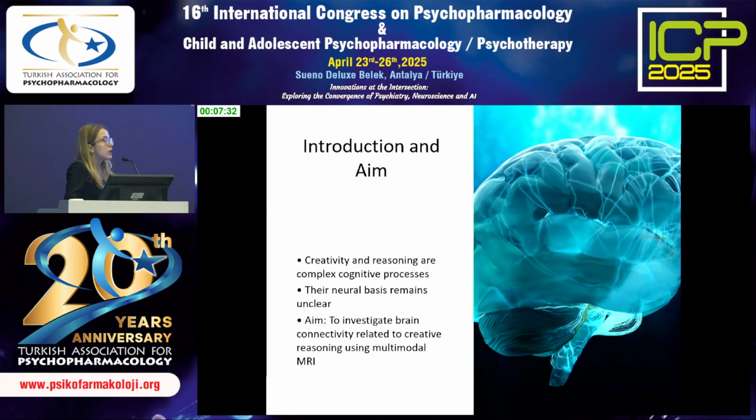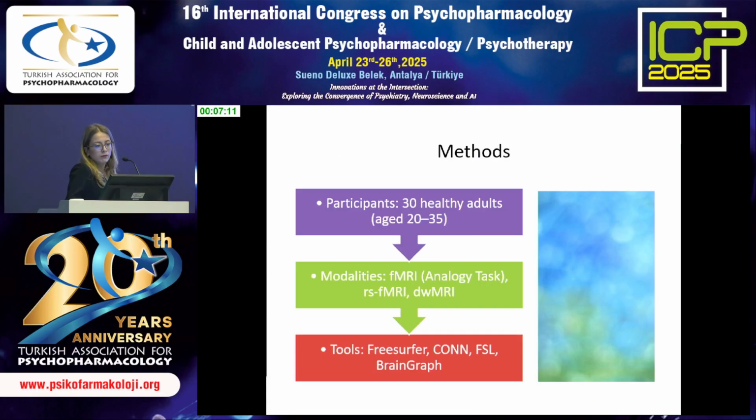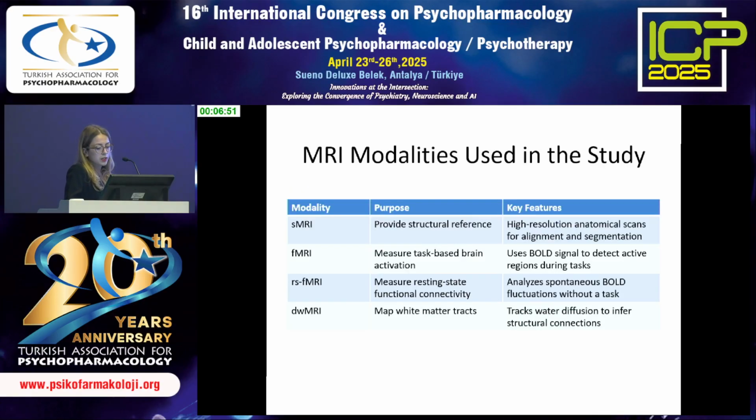I would like to talk about creativity and reasoning, which are complex cognitive processes, and their neural basis remains unclear. Our aim with this study is to investigate brain connectivity related to creative reasoning using multimodal MRI. We took 30 healthy adults between 20 and 35 years old, and when we were screening MRI, we also made an analysis according to those results.